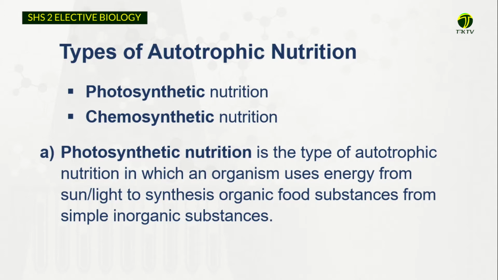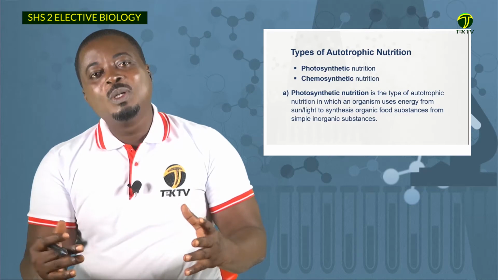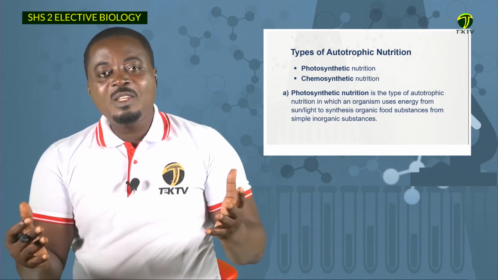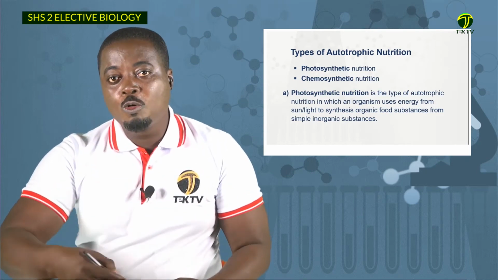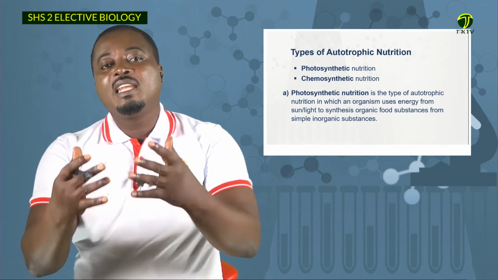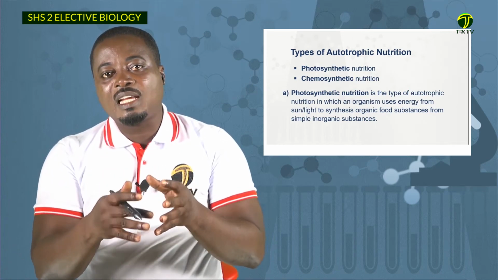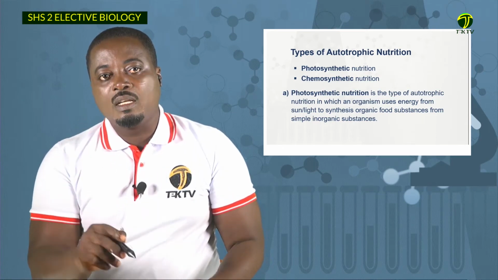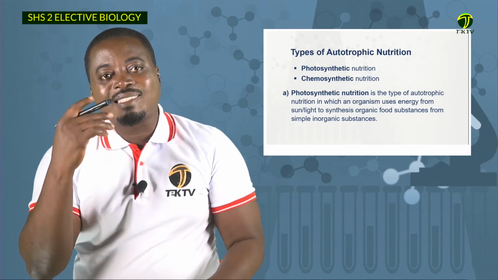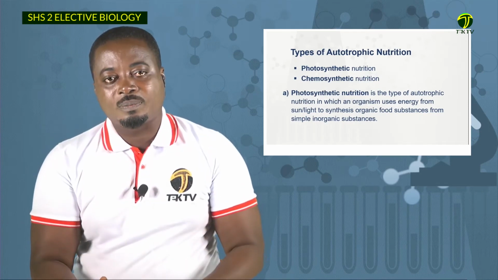What does it mean? It means that in photosynthetic nutrition, the organism is deriving its energy from sunlight or light in order to be able to convert these simple inorganic substances into organic food substances. So they are manufacturing their own food, all right, but they use energy from sunlight. So it's this energy from sunlight that enables them to do that. That is why we call them photosynthetic. Photosynthetic means they are synthesizing the food using sunlight.